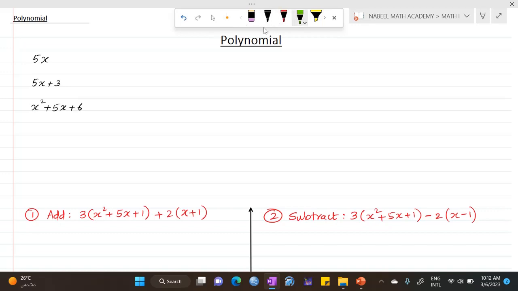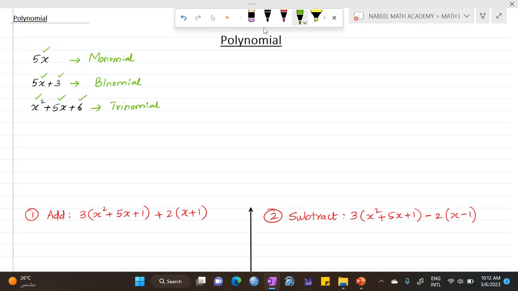So the first one, you have only one term. Whenever you have only one term in the expression, we call this one a monomial. There is only one term. And here we have two terms, 1 and 2. So therefore, we call it a binomial, which is two terms. And here we will have three terms, 1, 2, 3. Therefore, it is a trinomial. And generally, we call this one a polynomial.